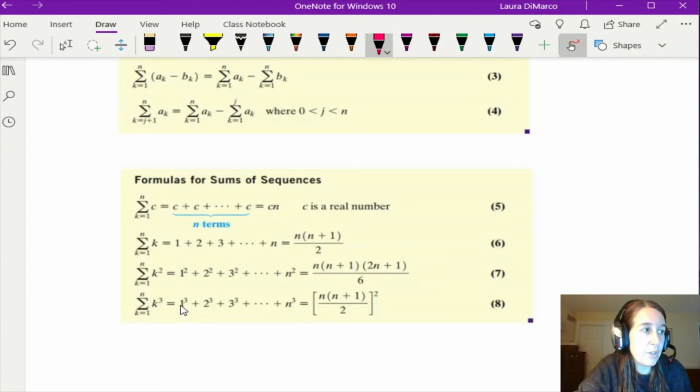So if you have k cubed, you know that what that means is the sequence is 1 cubed plus 2 cubed plus 3 cubed, etc. And then this is the formula that we'll use to find the sum.